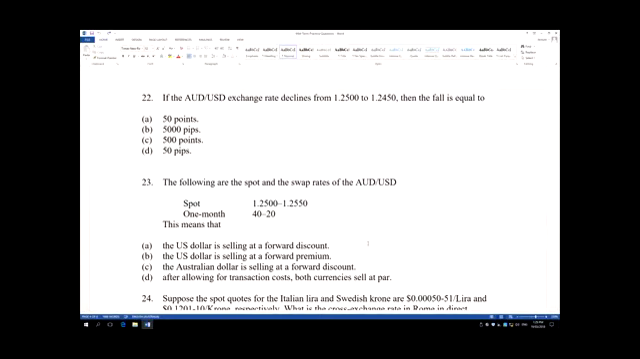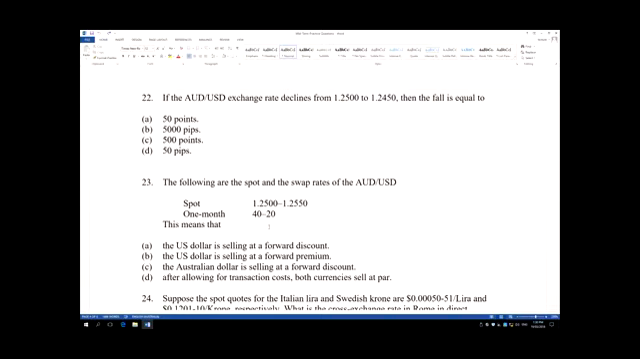So again, we're talking about points. Question 23. The following are the spot and the swap rates. So we can see here that we've got the spot rate and the forward points. The forward bid is greater than the ask, which means that the US dollar is selling at a forward discount, right? Because we've got to look at the bid and the ask. If the bid is greater than the ask, it means the currency is selling at a discount.